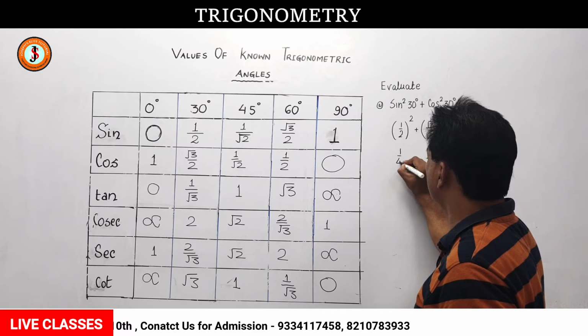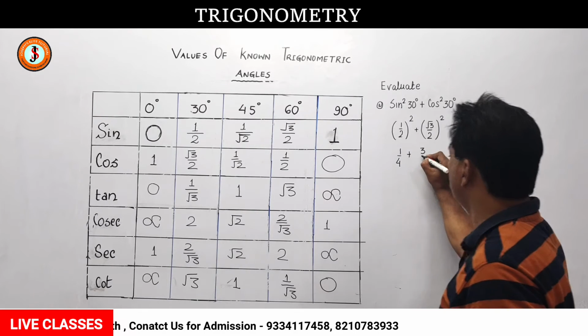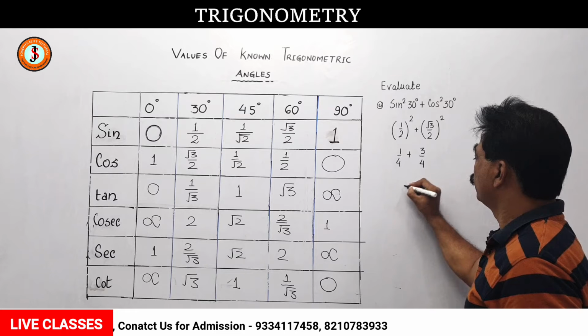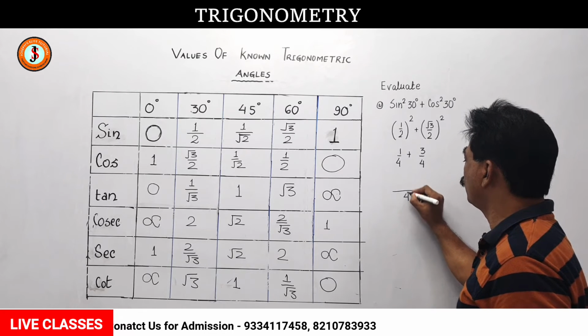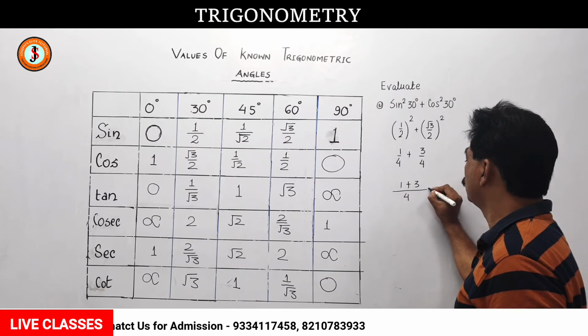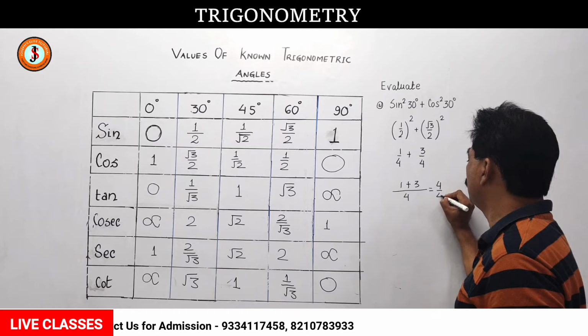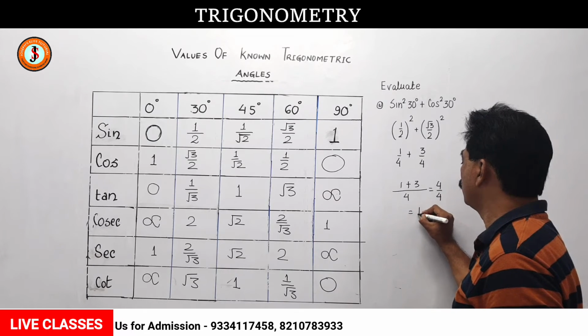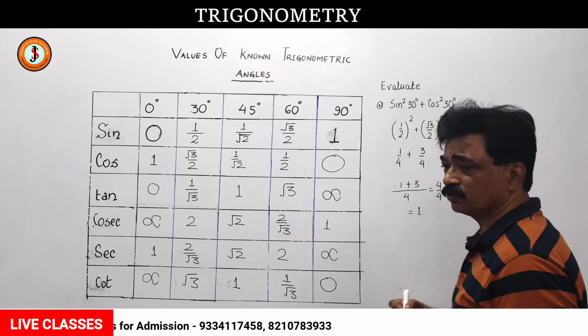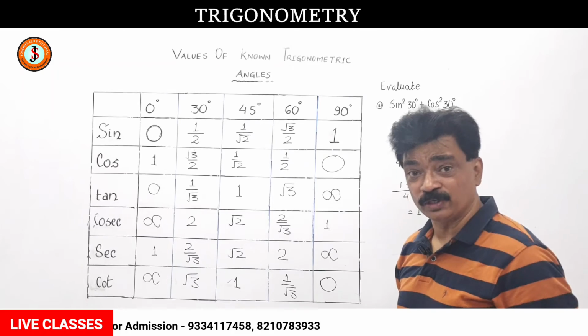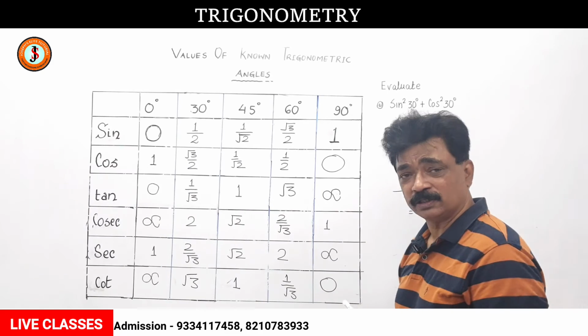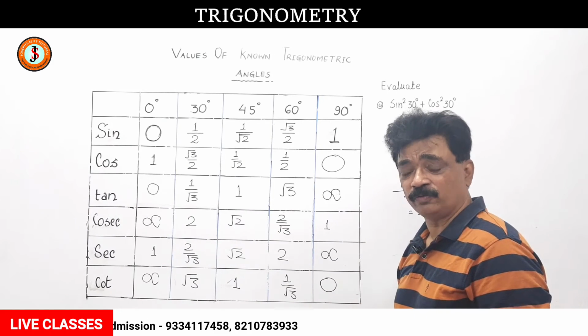Now, what does this become? 1 by 4 plus 3 by 4, which is equal to 1 plus 3 by 4, so 4 by 4, that is equal to 1. Lots of problems on evaluation will come, and you have to understand this by yourself doing the sums.